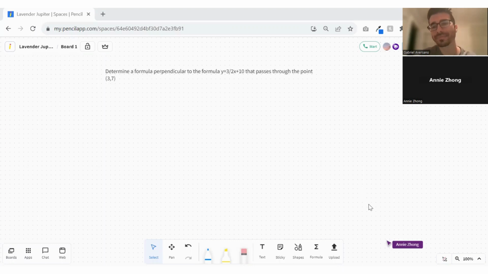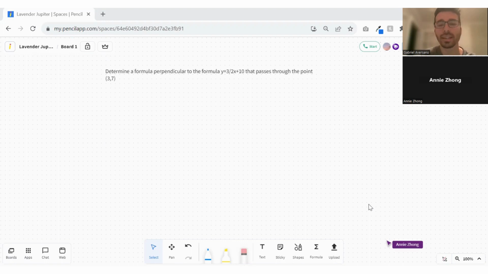Hi, tutor. So I had a question, and the question was I wanted to determine a formula perpendicular to the formula y equals 3 over 2x plus 10 that passes through the point 3, 7. Could you be able to explain that to me?